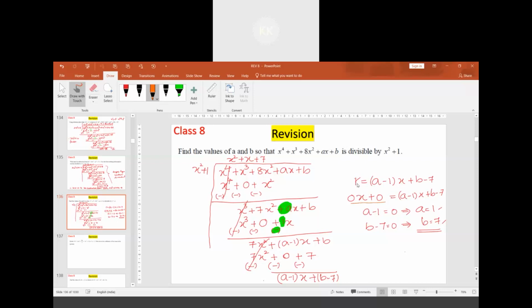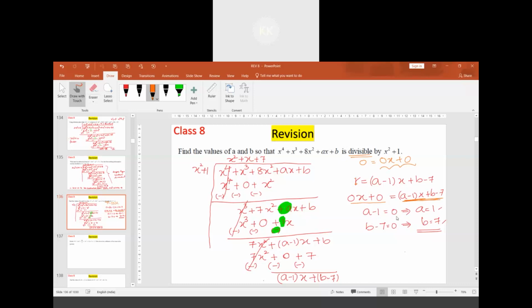Remainder is 0. Why is the remainder 0? Because it is exactly divisible. I can write 0 as 0x plus 0, so that you understand there is a linear expression here. One-to-one comparison becomes easy.